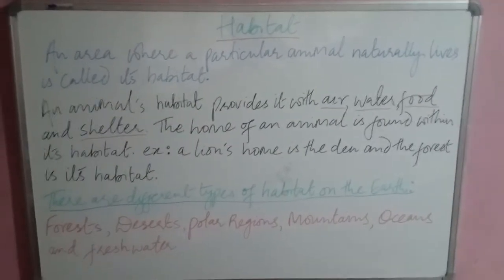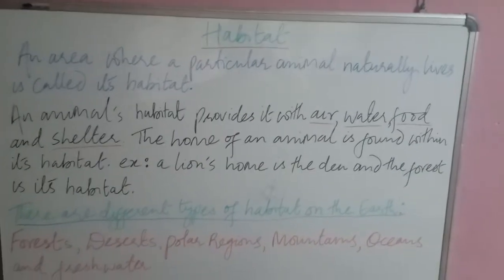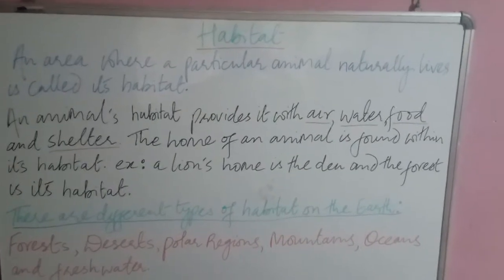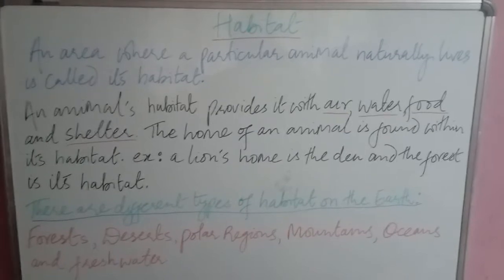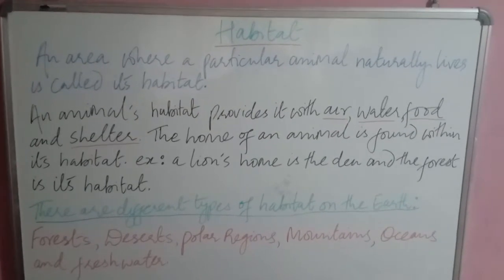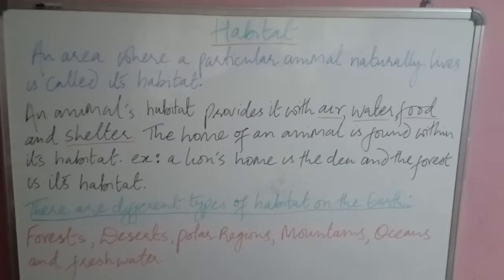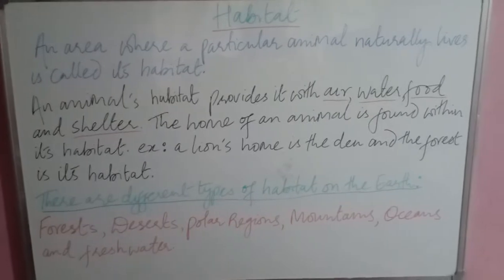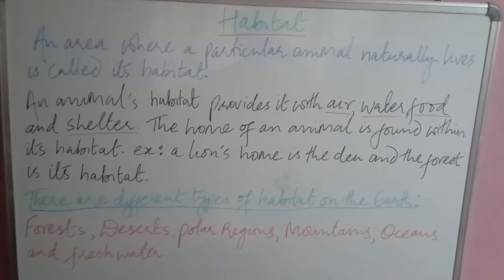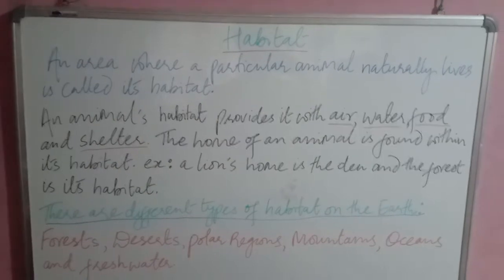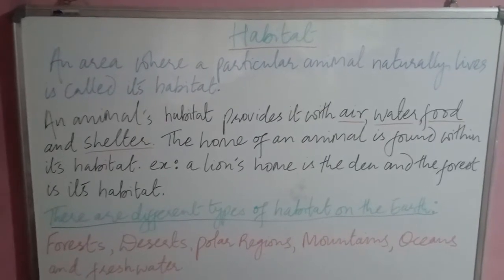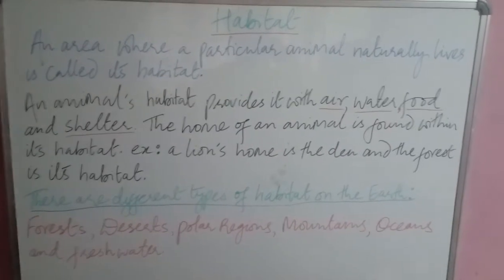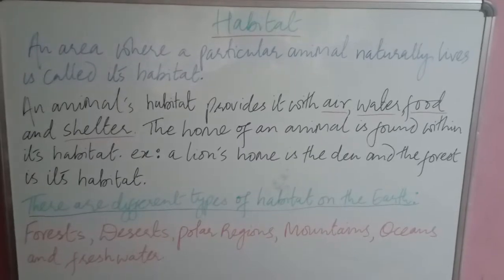So, what is a habitat? An area where a particular animal naturally lives is called its habitat. An animal's habitat provides it with air, water, food, and shelter. So basically, when an animal gets all of these, air, water, food and shelter, that area becomes their habitat. And the home of the animals is found within its habitat. So basically the animal lives there when they find these.